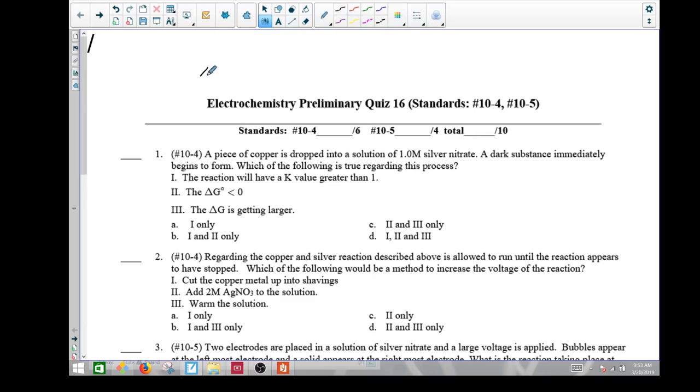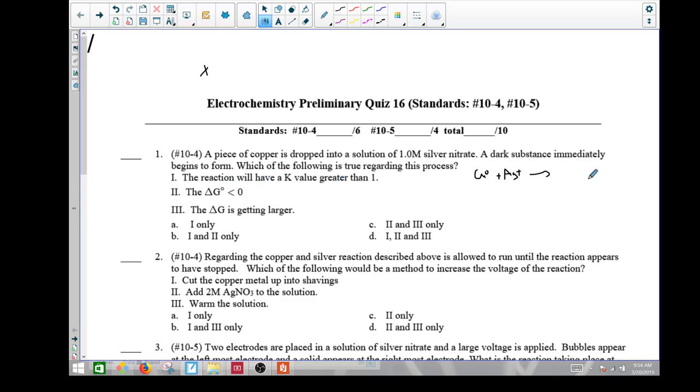Alright, so we have a piece of copper dropped into 1 molar of silver nitrate, and a dark substance immediately forms. Which of the following is true regarding this process? So we have copper metal plus Ag+ running. There's no charge here, 1 molar silver nitrate. The reaction will have a K value greater than 1.